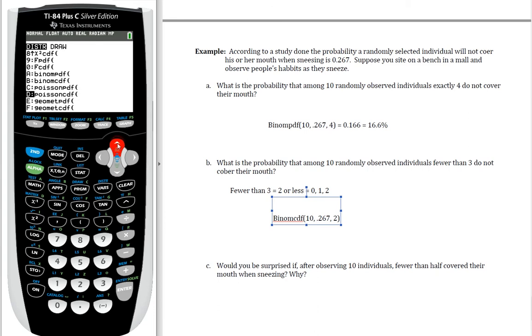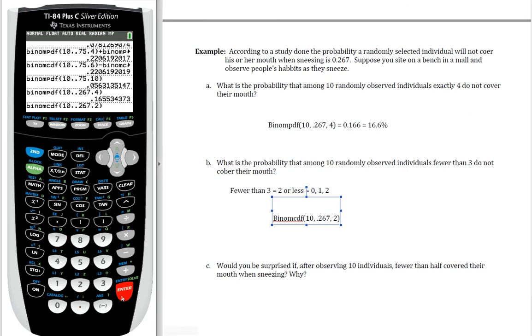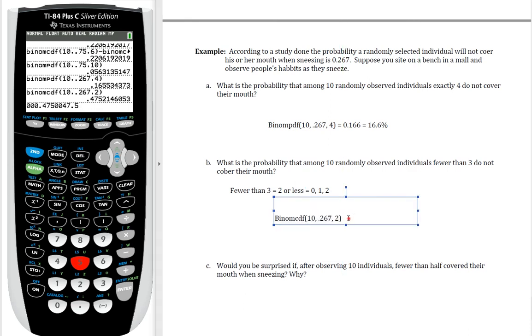Going to run binomcdf in second vars. Here, 10 trials, 0.267 probability of success, and up to 2 successes. We get a probability of about 0.475. Or 47.5%. And I'm typing in the wrong place. Over here, 0.475 equals 47.5%. So that's what we're looking for in that question.